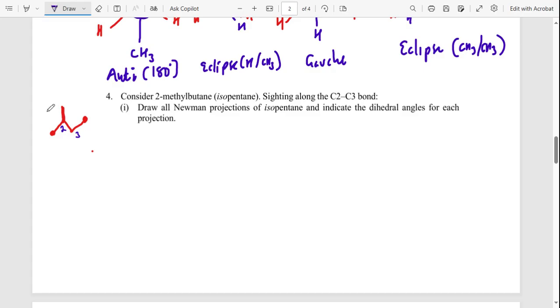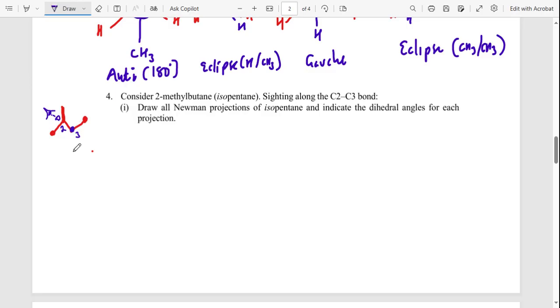So let's say we put our eye at this point. You are looking through the bond, like that. That's what it's saying, sighting along the C2-C3 bond. So carbon number 2 is going to be the front carbon, and carbon number 3 is going to be the carbon at the back.